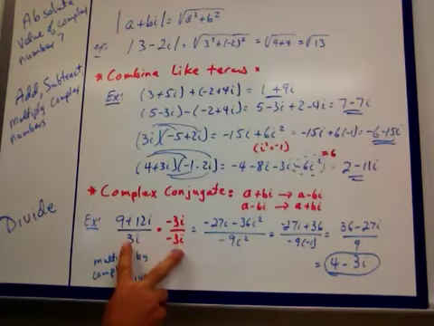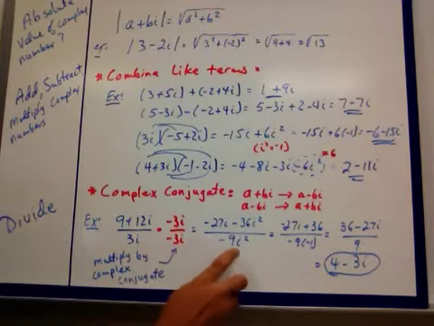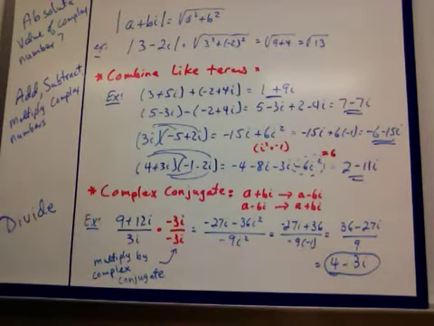The nice thing about the conjugate, you can see it here. 3 times a negative 3 is negative 9, i squared, and that again is negative 1. So you get a positive 9 down there. No more i in the denominator. The 9 goes into both of those, you get 4 minus 3i.